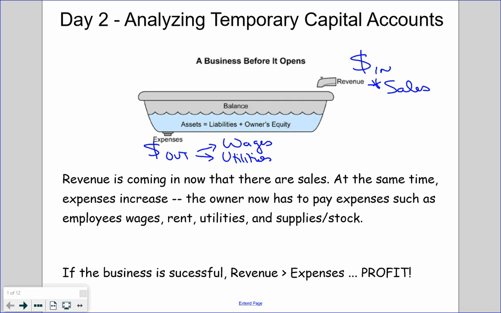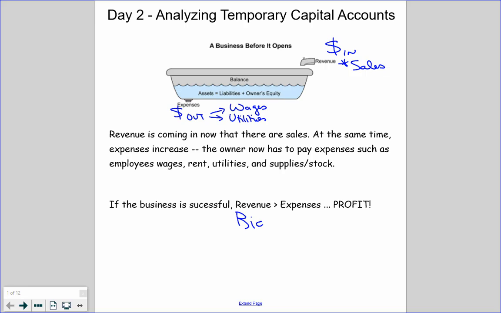So revenue is coming in, the sales, and at the same time expenses increase. The owner now has to pay expenses such as employees' wages, rent, utilities, supplies, stock. If this business is successful, revenue has to be bigger than expenses. If the revenue is bigger than the expenses, we call that a profit. If the revenue is smaller, then we call that a loss. And if you keep running in the loss category, in other words, if you're spending more than you're making, then you're going to go out of business.